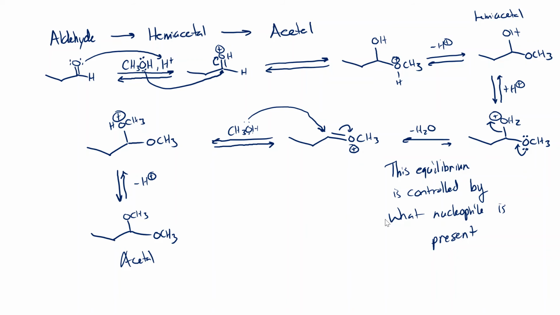so that's cool. But what happens if we add water to this? What if we have more water than we have methanol? Well, we can look at this and we already know, we don't have to draw a whole new mechanism. If we have more water than methanol, then this equilibrium is going to switch. Anything on the left side of this arrow, this equilibrium is going to push in this direction, because now water is the thing that's going to attack this carbocation.